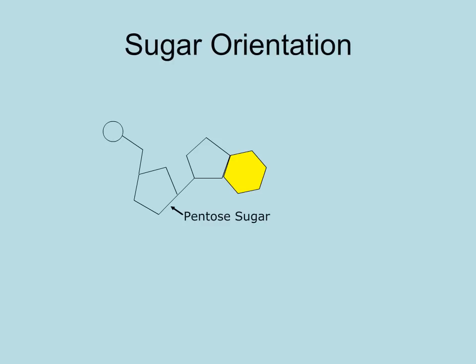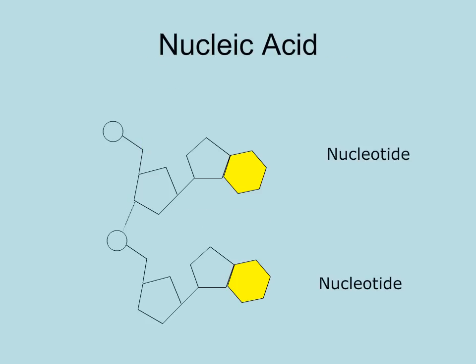And if you will recall, the pentose sugar has an orientation based on its carbons. The 3' carbon and the 5' carbon are on opposite sides of the nucleotide molecule. The 5' carbon is closest to the nucleotide's phosphate group. And to form nucleic acids, we have to connect these monomers together. The bond that forms between the nucleotides is a covalent bond specifically called a phosphodiester bond. It occurs between the pentose sugar of one nucleotide and the phosphate of another nucleotide.